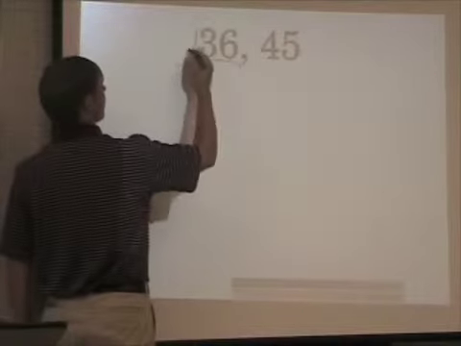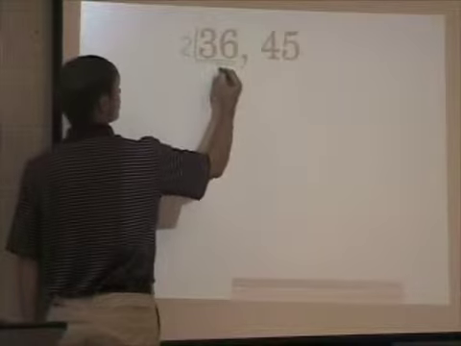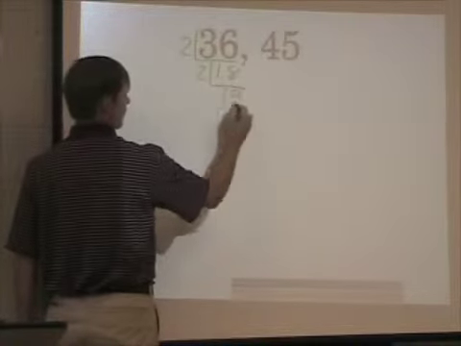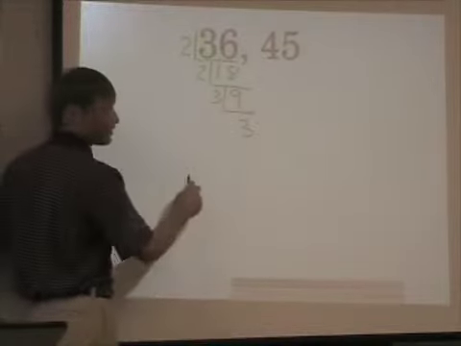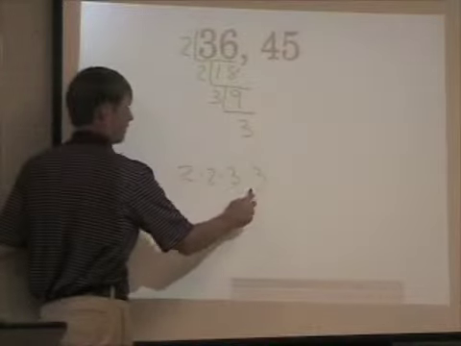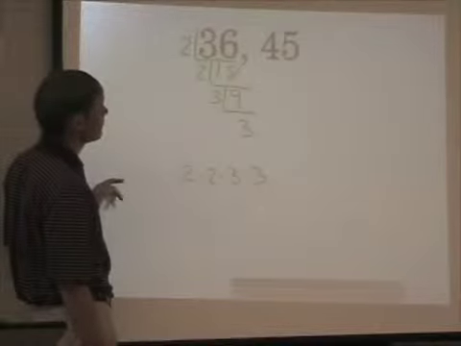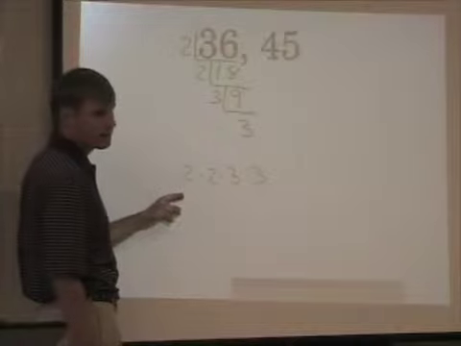Into 36, I've got, let's go 2 times 18. And into 18 is 2 times 9. And into 9 is 3 times 3. So I'm going to write 36 as 2 times 2 times 3 times 3. Now you could use 3 times something and 12, and you still should get this if you factor it correctly.